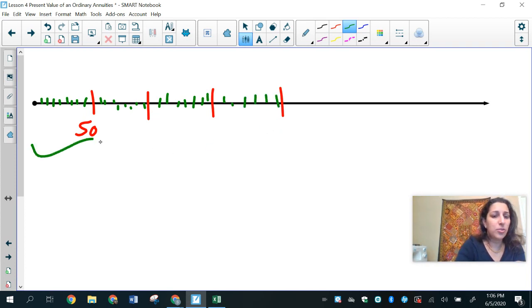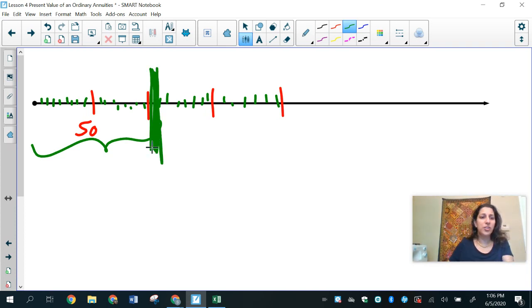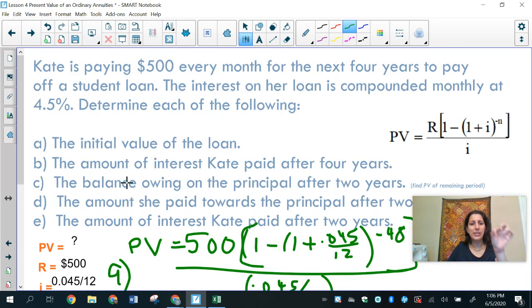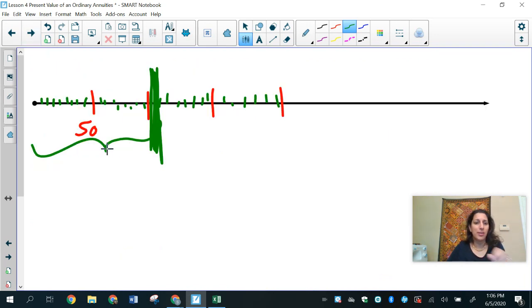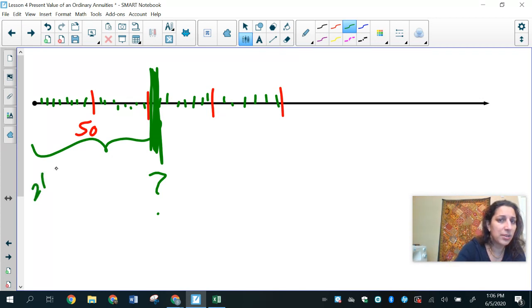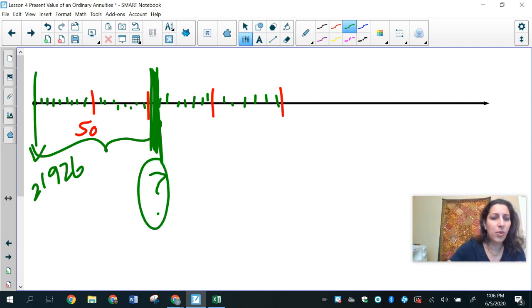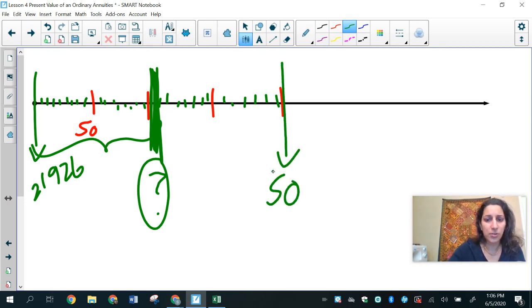After 2 years, so this is exactly halfway. So right about here, the question C is asking, what is the balance that she still owes on the principal at that point? So I'm asking you, what does she still owe? Remember, she owed $21,926 in the beginning. That was right here. I'm saying, what is she going to owe at this point? So that at the last end of the year, she's going to owe $0. Okay, so what is this balance is the question.